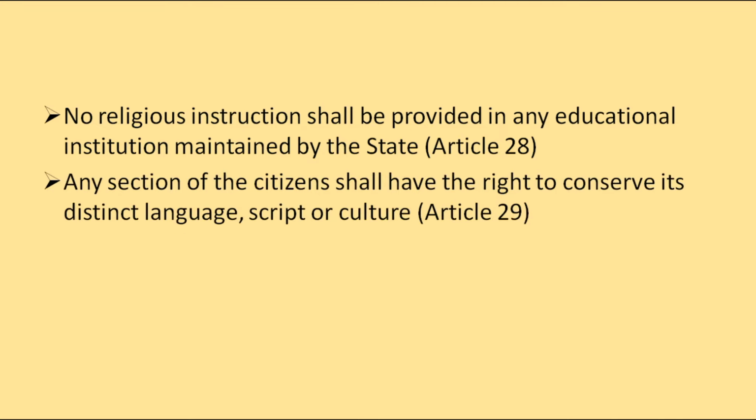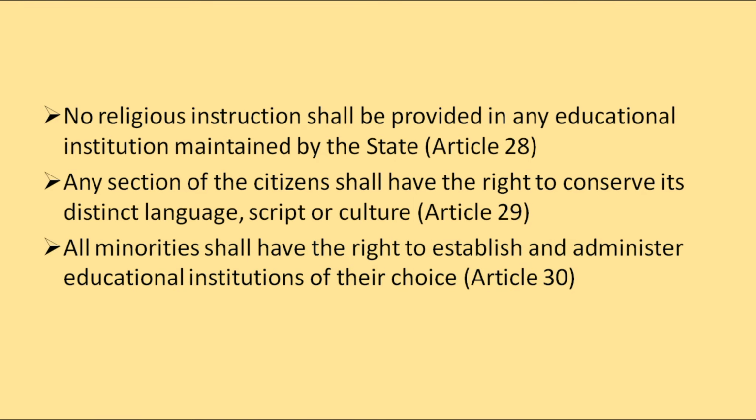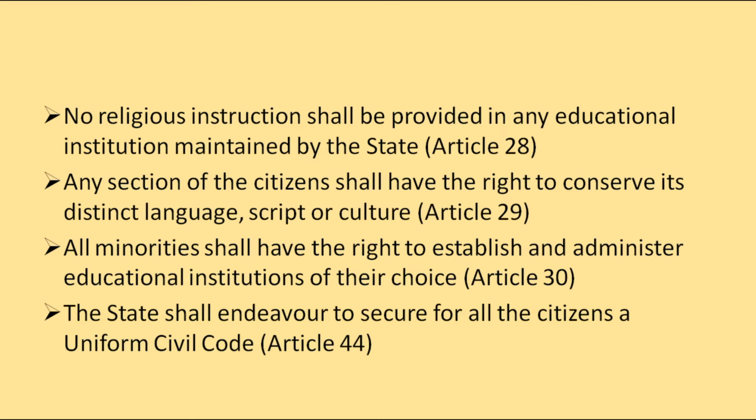Then any section of the citizens shall have the right to conserve its distinct language, script or culture. Then all minorities shall have the right to establish and administer educational institutions of their choice. Then the state shall endeavor to secure for all the citizens a uniform civil code under Article 44.